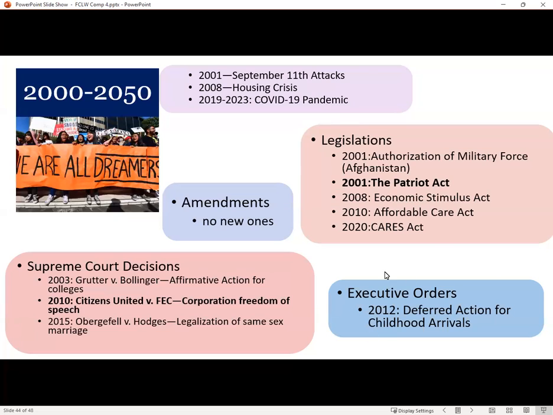And then we had the executive order, which President Obama did, Deferred Action for Childhood Arrivals. These young people are still waiting for some resolution to it. President Obama wrote the executive order. President Trump tried to get rid of it. It went to the Supreme Court. It came back, and now I heard it's up there again.